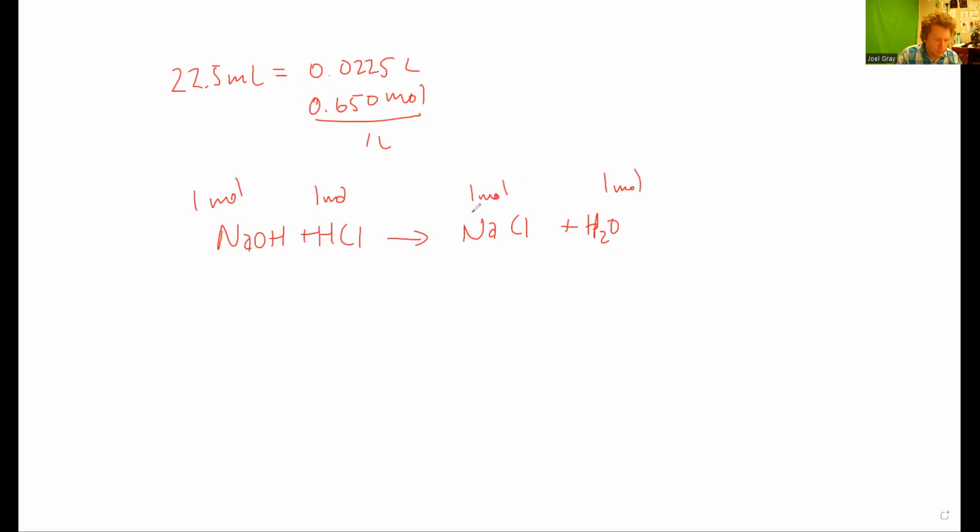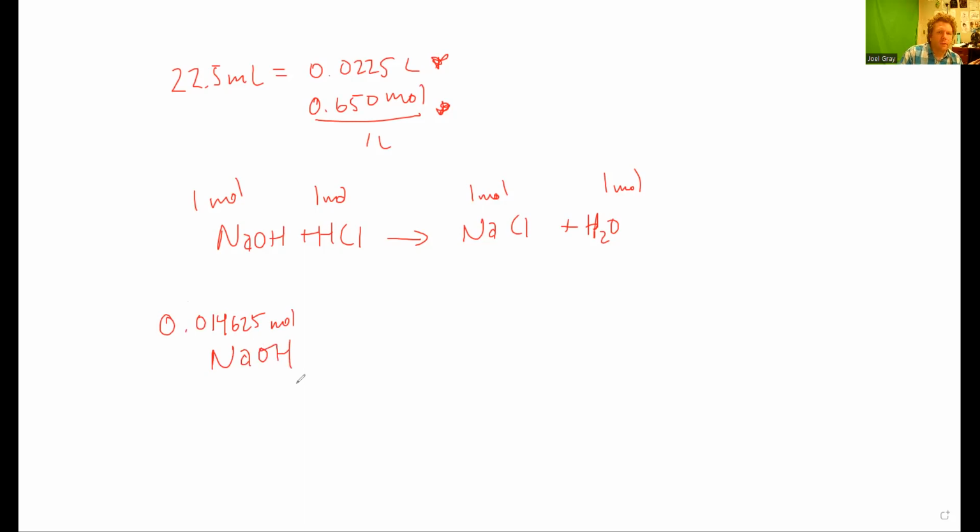Now, do I have that many moles? No, I don't. I have 0.225 liters and 0.650 molar. So I'm going to take that 0.0225, multiply it by 0.650, and I'm going to learn that I've got 0.014625 moles of NaOH.